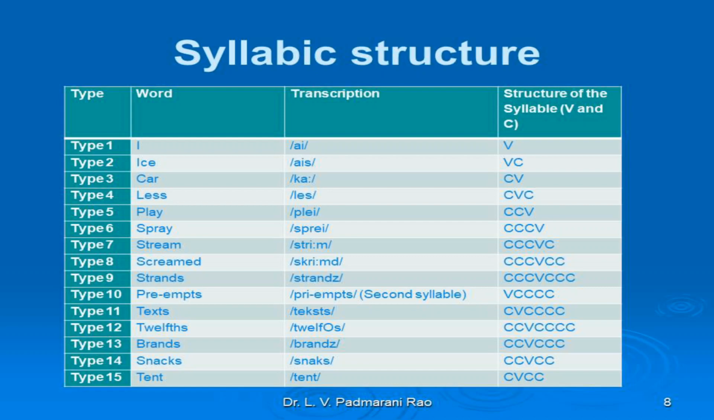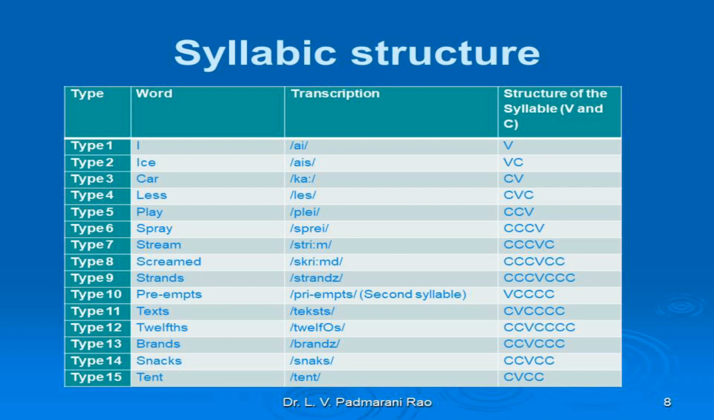Look at the seventh example, stream. That's right. S, T, R and M are consonants. E is the vowel. So it has the structure of CCCVC. Getting it? Look at the eighth example, screamed. S, K, R, M, D are consonants and E is the only vowel sound present in it. So the entire word is one syllable with the syllabic structure of CCCVCC.